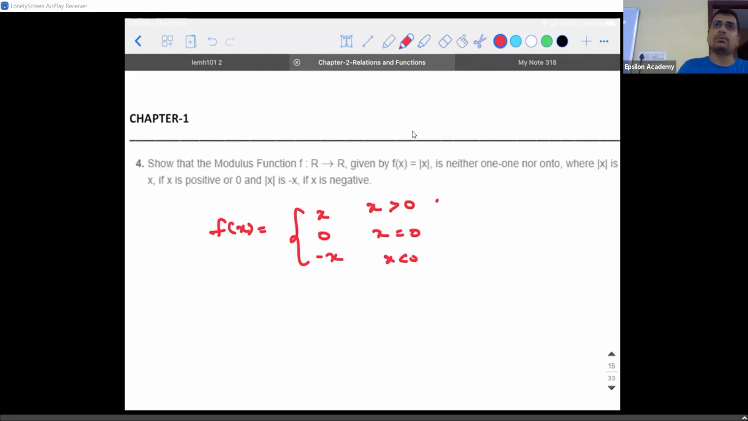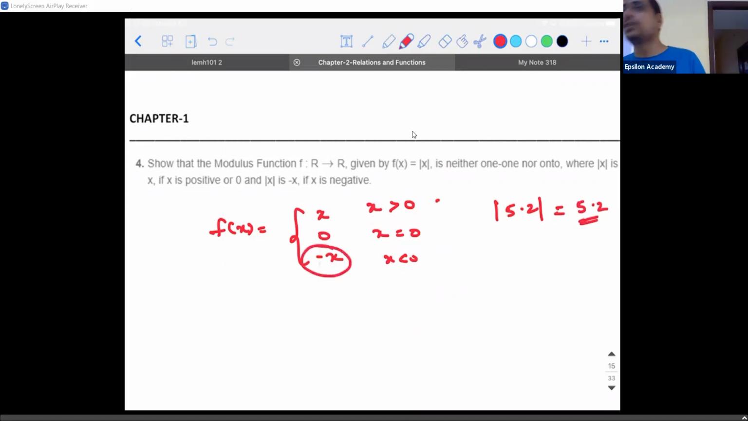If x is greater than 0, you take a value and substitute it within mod x. Mod of 5.2 is how much? It is 5.2. Don't write that it's 5. Now I have a question. How can the modulus of a function be negative? Because if you substitute any negative value in it, for example modulus of minus 5.2, according to the definition you will write it as minus of minus 5.2, and that is the reason why you are getting a positive value. That is why it is given as minus x.